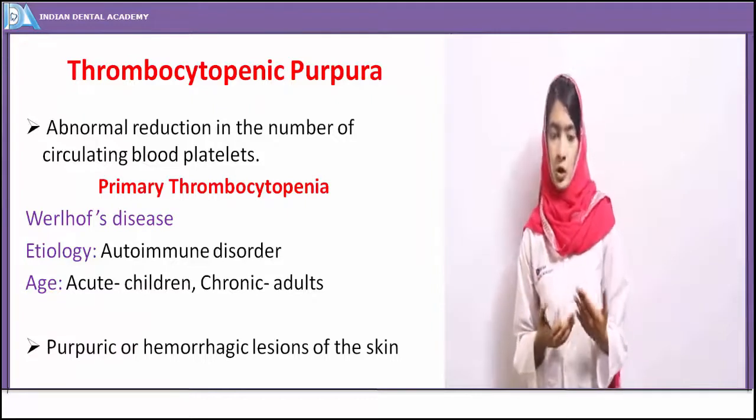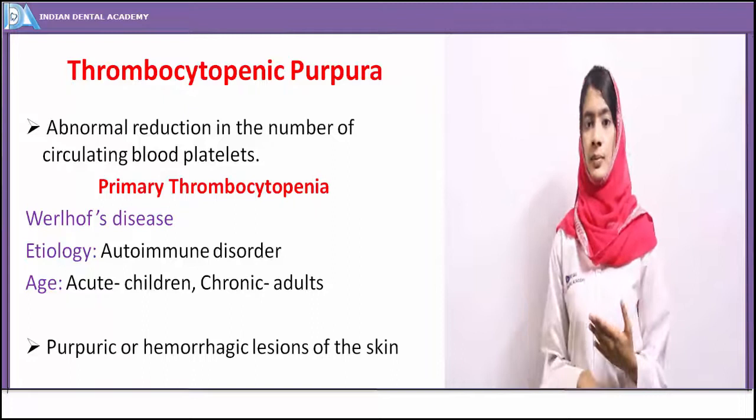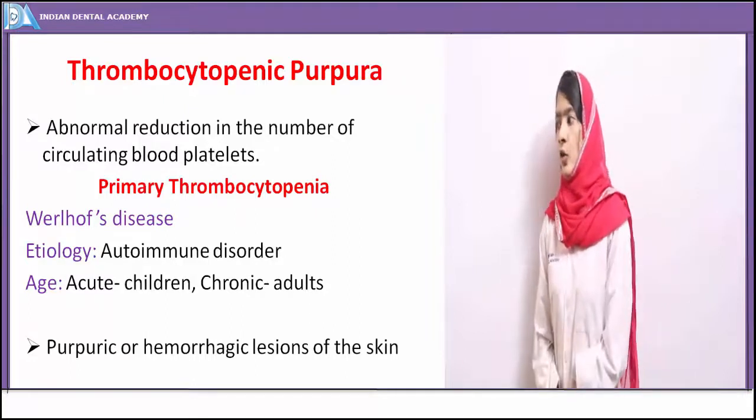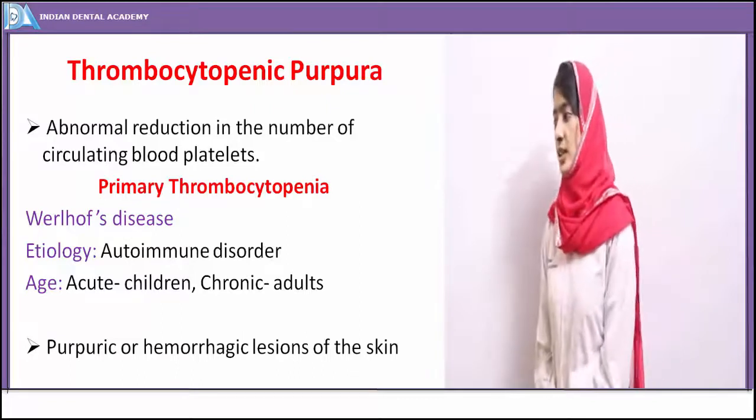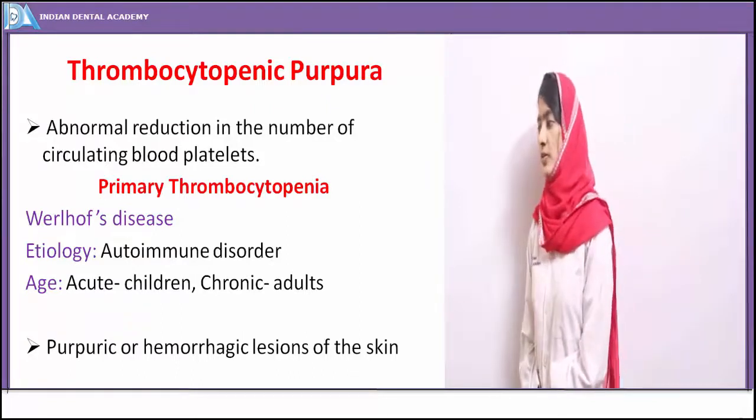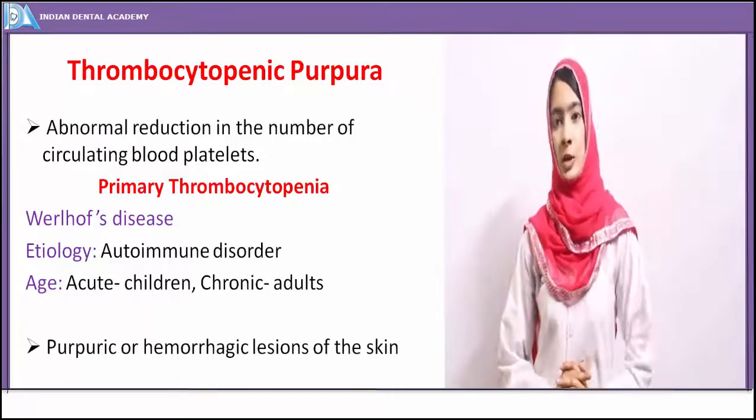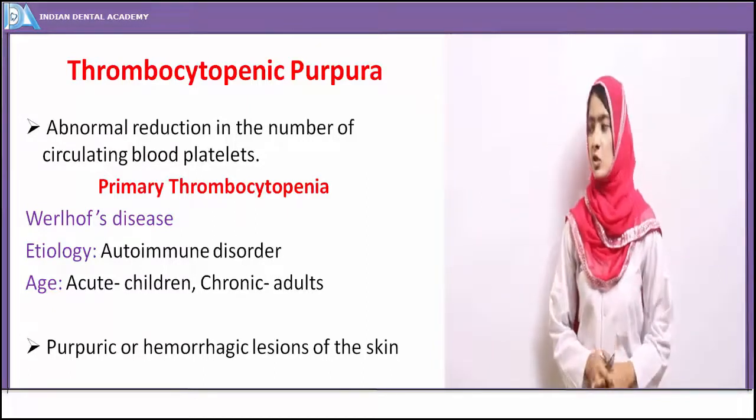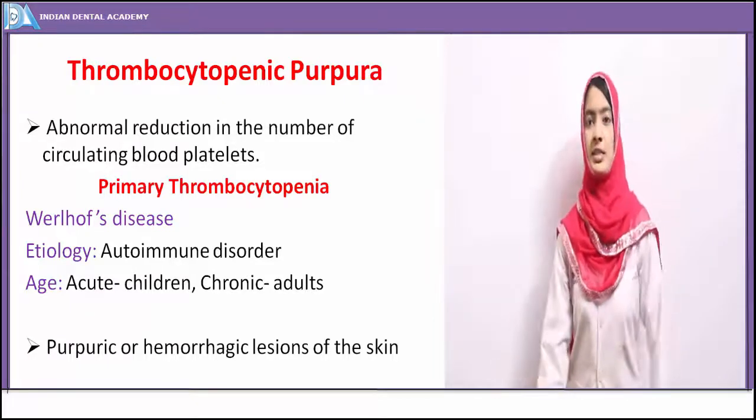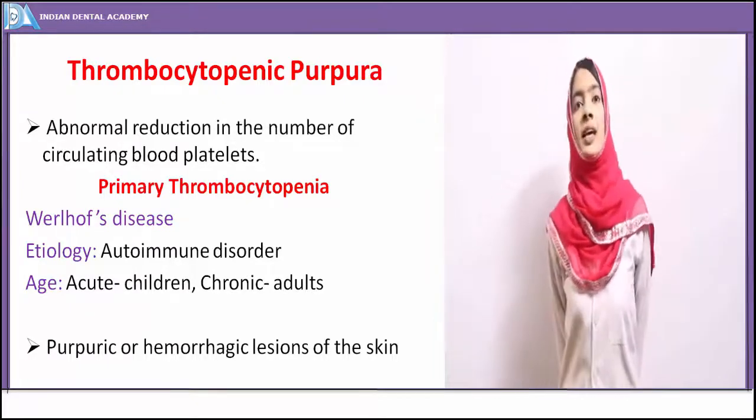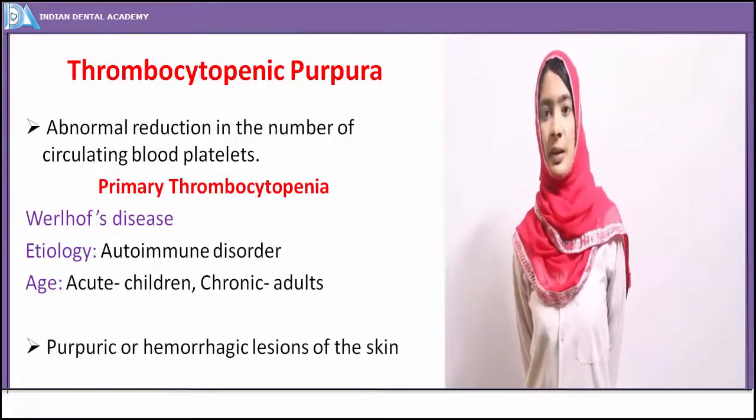It's basically an autoimmune disorder leading to reduction in the blood platelets. The acute form of thrombocytopenia affects children, whereas the chronic form affects adults. So the acute thrombocytopenic purpura is seen in children, whereas the chronic thrombocytopenic purpura is seen in adult individuals. The characteristic feature of diseases of blood platelets is the appearance of purpura.